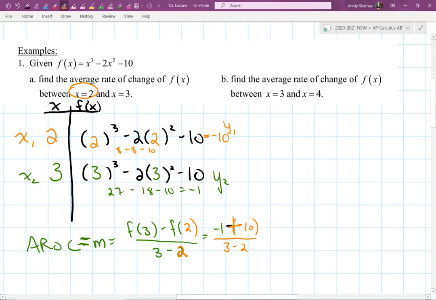The negative of a negative is a big fat positive. You see me do that all the time. 10 minus 1 is 9, and 3 minus 2 is 1, and so that's how we got a 9. Okay, but I did like the calculator better for that.